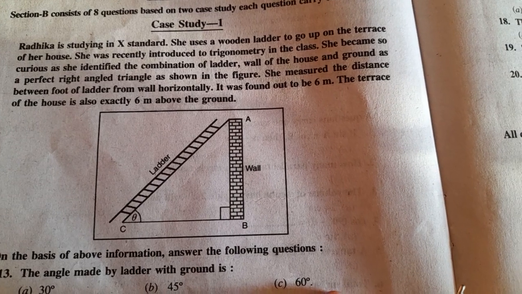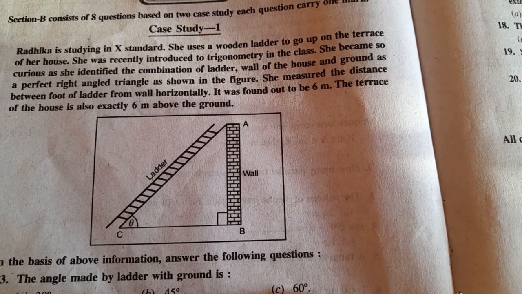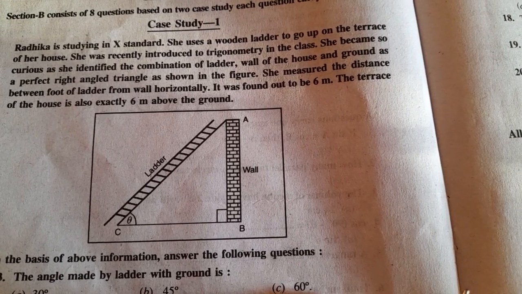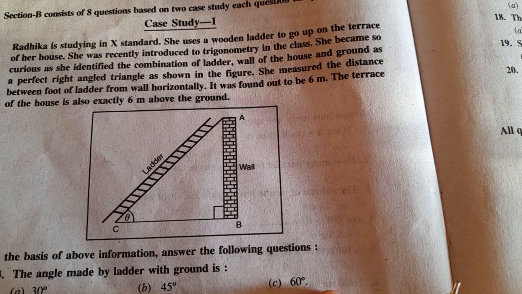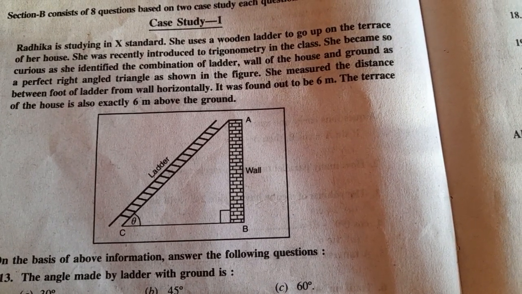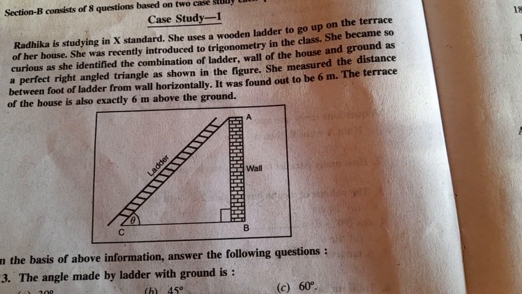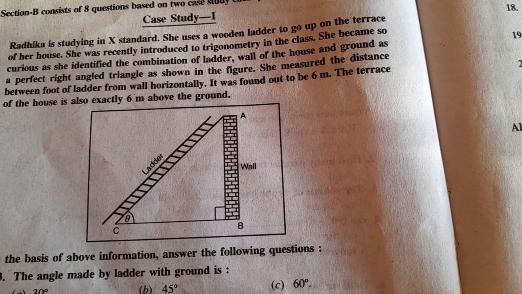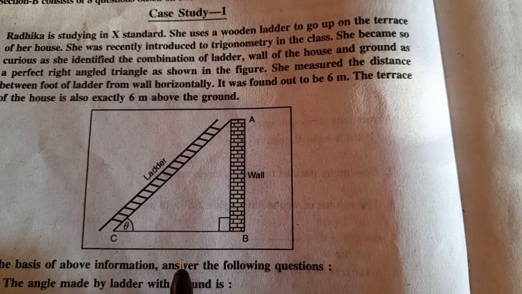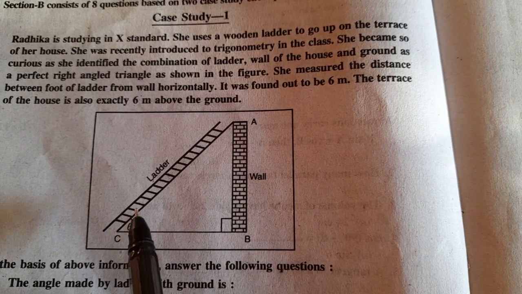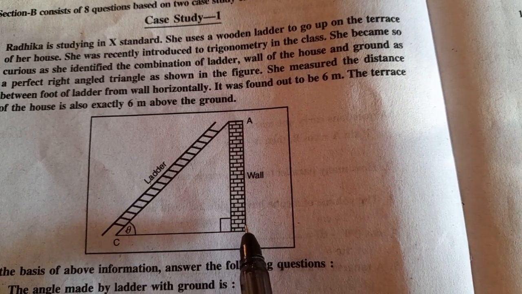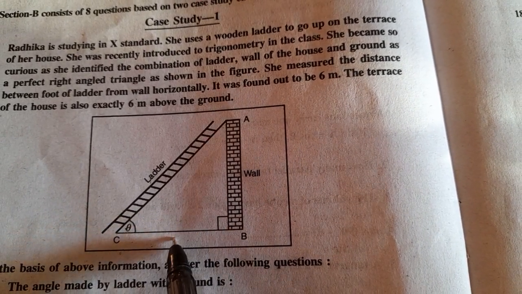So this is a question of trigonometry. She became so curious as she identified the combination of the ladder, wall of the house and ground as a perfect right angle triangle as shown in the figure. She measured the distance between the foot of the ladder from the wall horizontally. It was found out to be 6 meter. So this is your ladder, and the distance from the foot of the ladder to the wall horizontally is 6 meters.